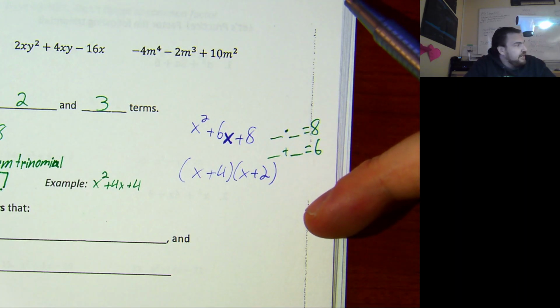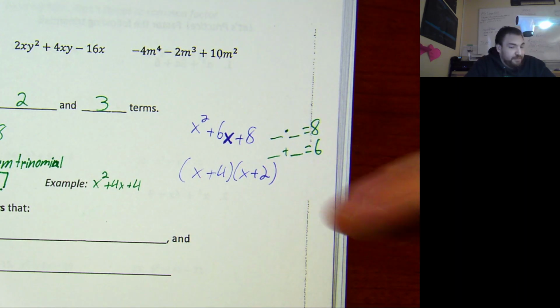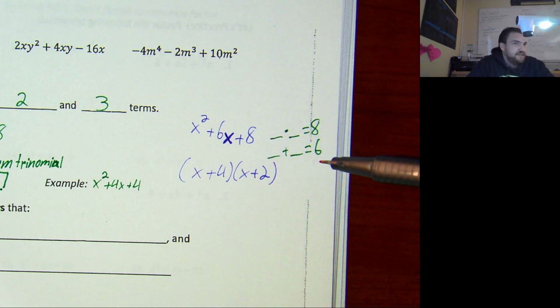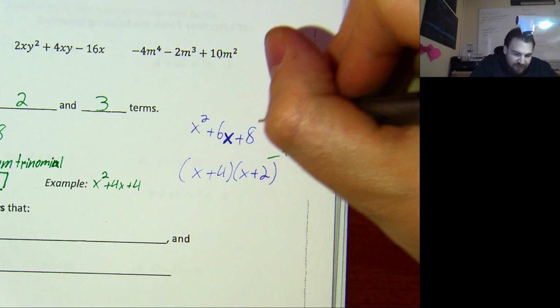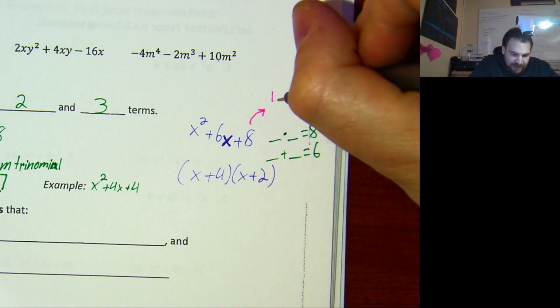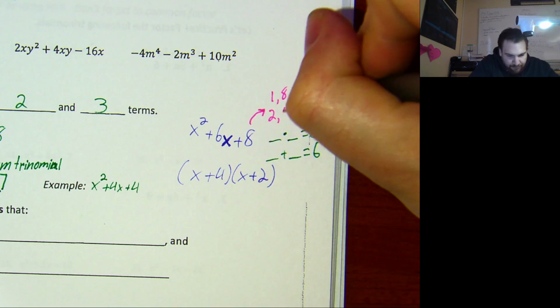We want to start listing off the pairs of numbers that multiply to 8. Because that is the thing. Everything adds to 6. You give me a number, I can guarantee you I can find you another number that adds to 6. But not everything's going to multiply to 8 nicely. So the pairs are 1 and 8 and 2 and 4.